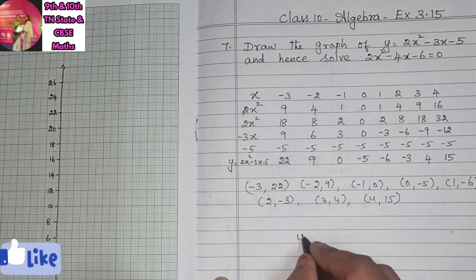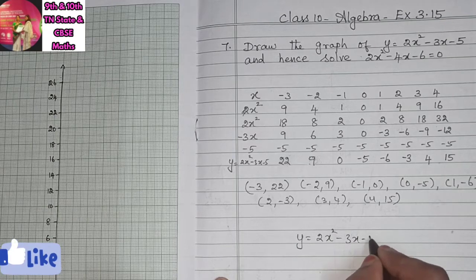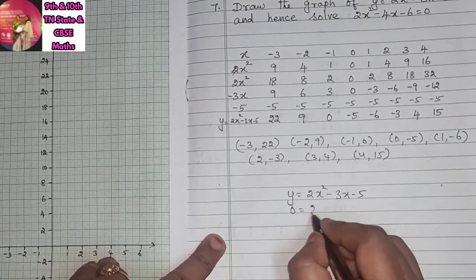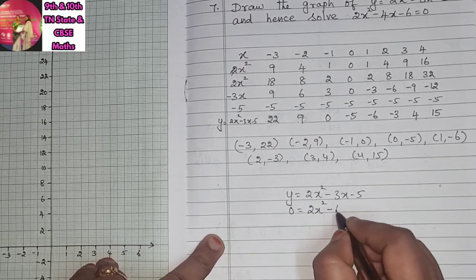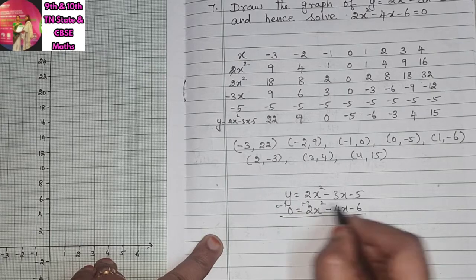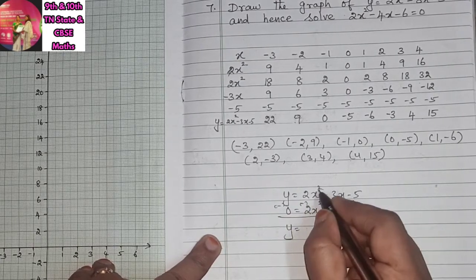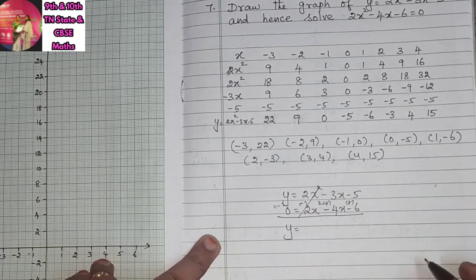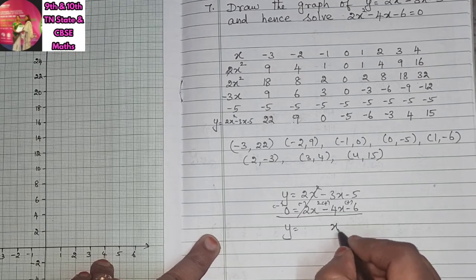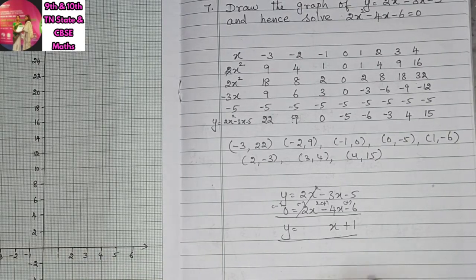So y = 2x² - 3x - 5, and then 0 = 2x² - 4x - 6. So when we subtract this, 2x² minus 2x² will get cancelled. So here it will be x plus 1. So y = x + 1.